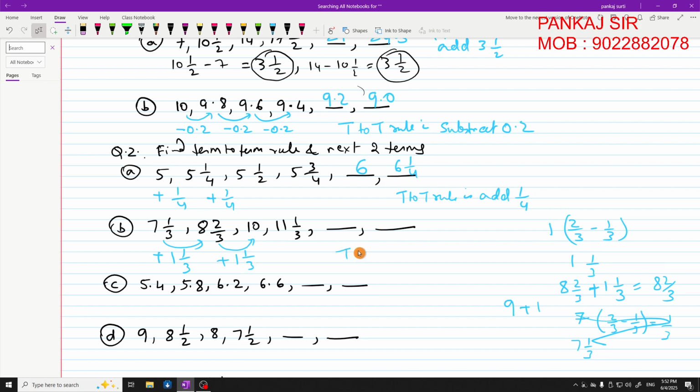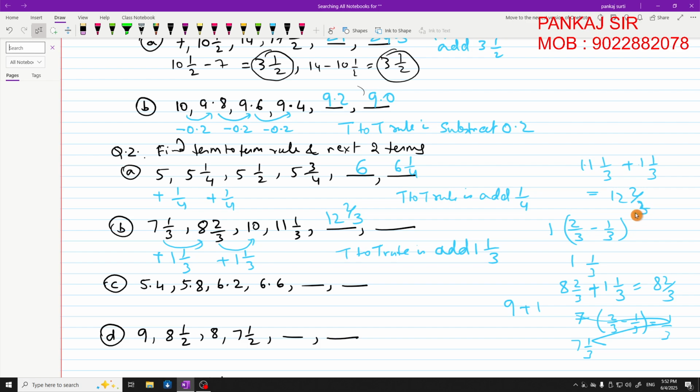So your term to term rule is addition of 1 1 by 3. Okay. Now if you do that after this term 11 1 by 3, so 11 1 by 3 plus 1 1 by 3, what should be your answer? So 11 plus 1 is 12 and 1 by 3 plus 1 by 3 is 2 by 3. So here you will get 12 2 by 3.